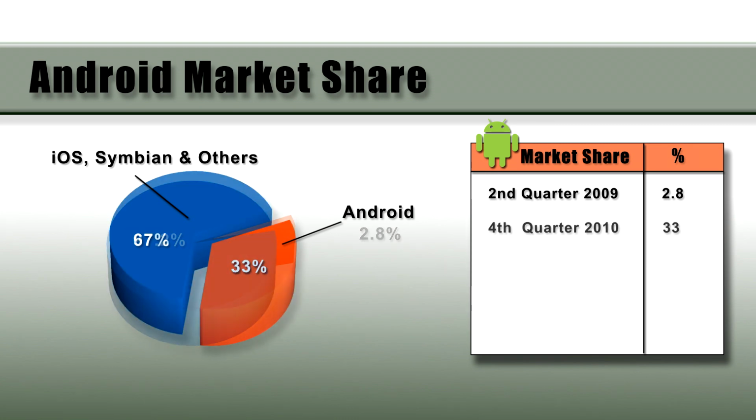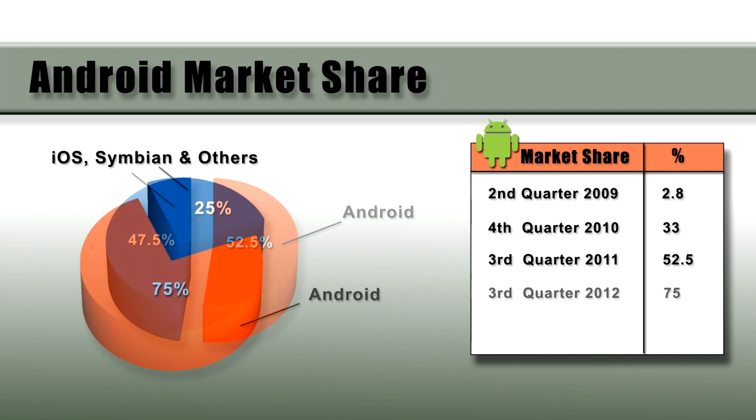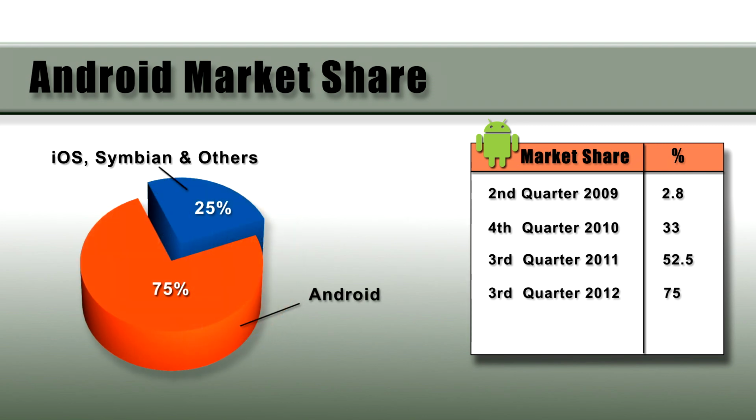By the fourth quarter of 2010, however, that had ballooned to 33%, placing it as the world's top-selling mobile platform. The growth continued, and by the third quarter of 2011, that share had grown to 52.5%, and as of the third quarter of 2012, 75% of the smartphone market belonged to Android.